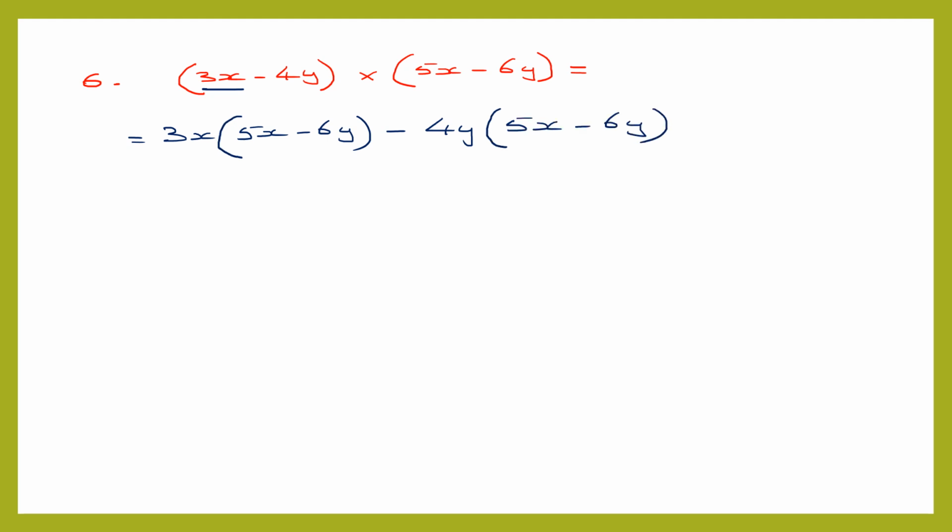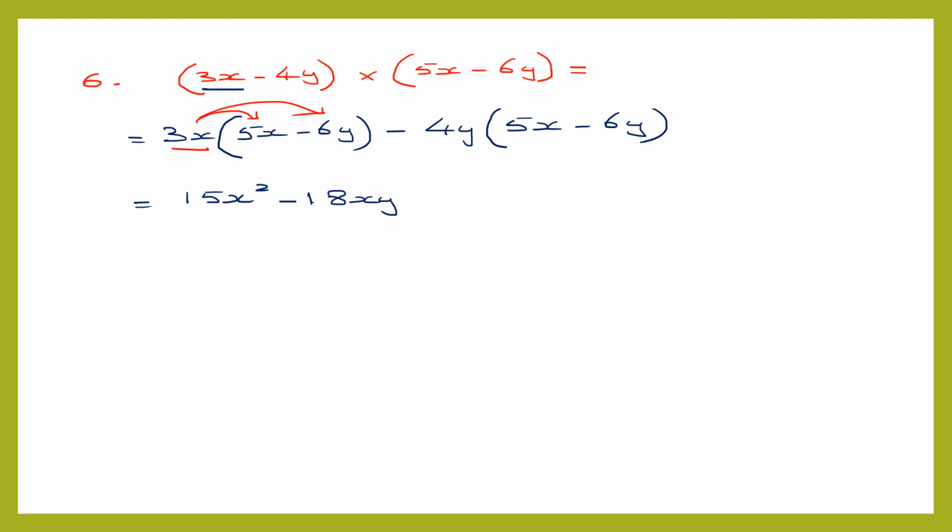Now we have to multiply 3x first with 5x and then with minus 6y. So let's multiply. 3 5s are 15. So we have 15. x into x is x square. Then we multiply 3 into minus 6y. So the sign is minus. 3 6s are 18. x into y is xy.